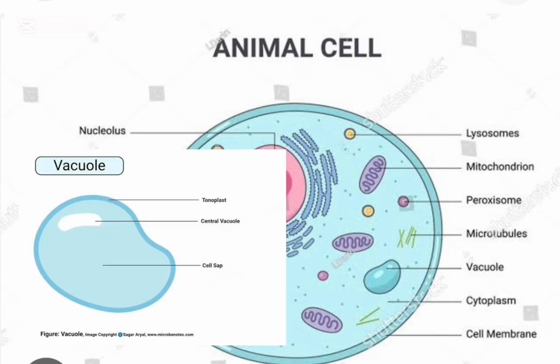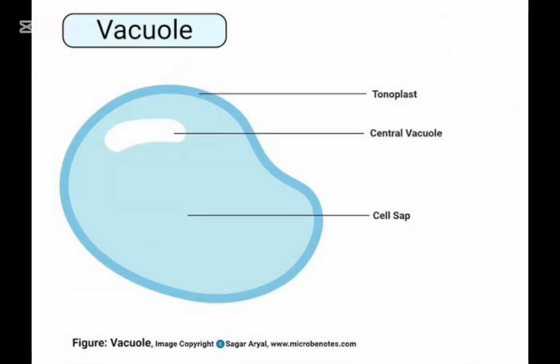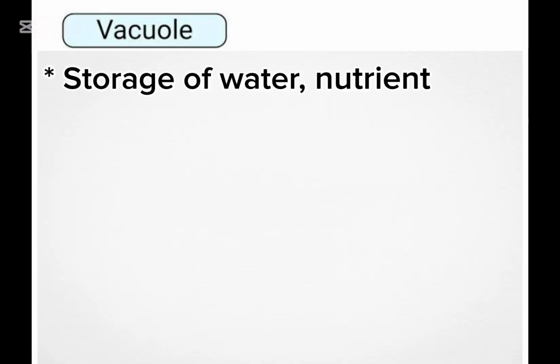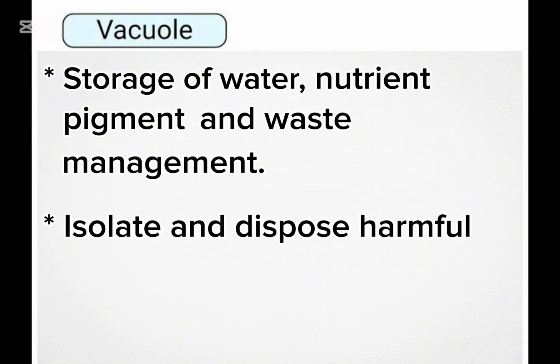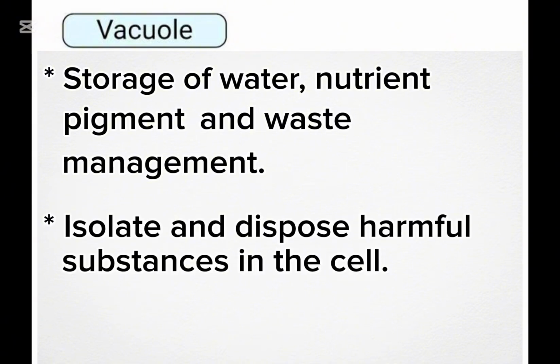Let's talk about the vacuole. The vacuole is also a membrane-bound cell organelle and it does the following functions, that is, the storage of water, nutrients, pigments, and even waste management. And it also isolates and disposes harmful substances in the cell.